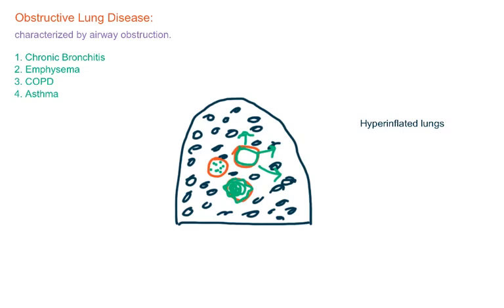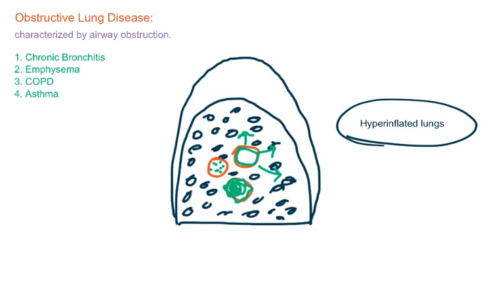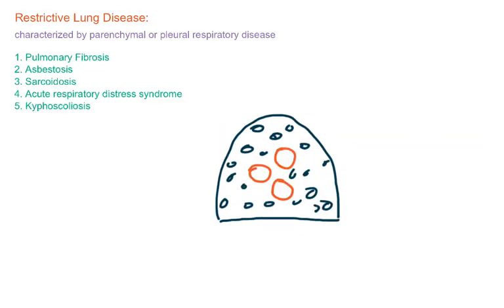So over time, due to this air trapping, the lungs become larger than normal, or we can say the lungs become hyperinflated. In restrictive lung diseases, it is the other way around. The airways are normal, but the parenchyma is disrupted due to inflammation or fibrosis. The parenchyma becomes more dense, which restricts the expansion of the lungs. So the lungs will become smaller and stiffer than normal.